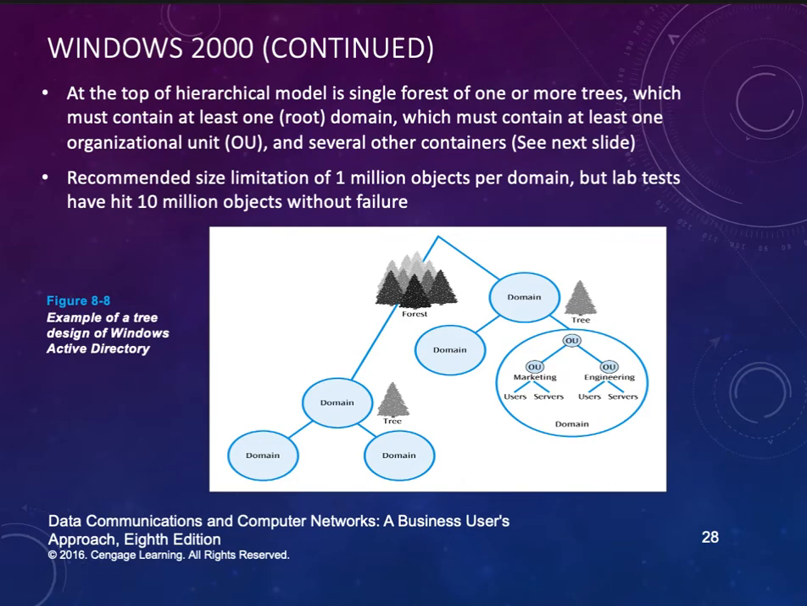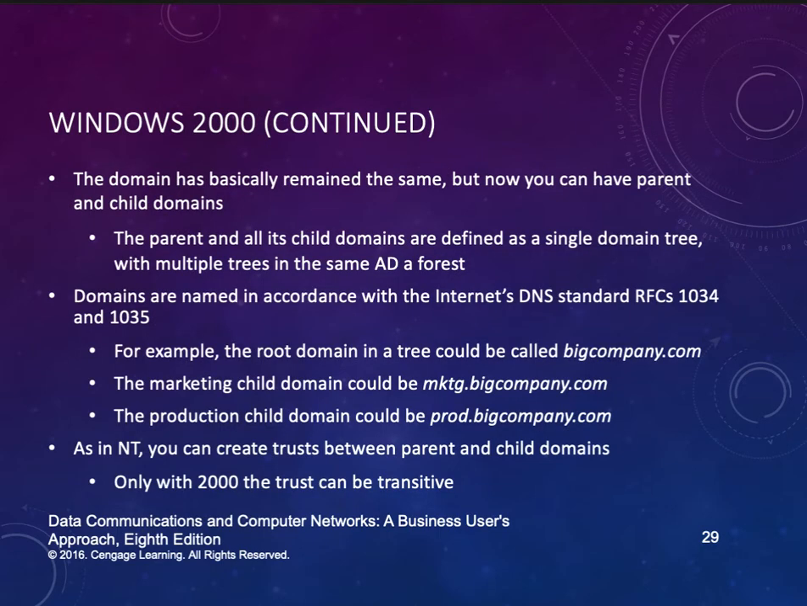They also have a parent and child for the 2000 version, according to the standard RFC 1034 and 35. Here in the example, you see the root domain bigcompany.com, and the marketing domain marketing.bigcompany.com. Production, we have production.bigcompany.com.